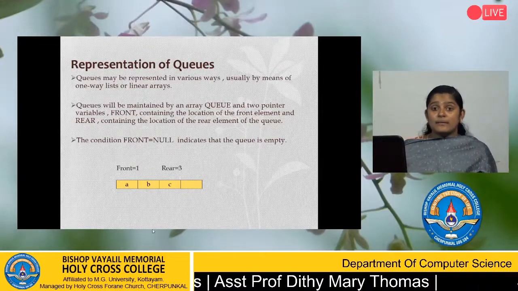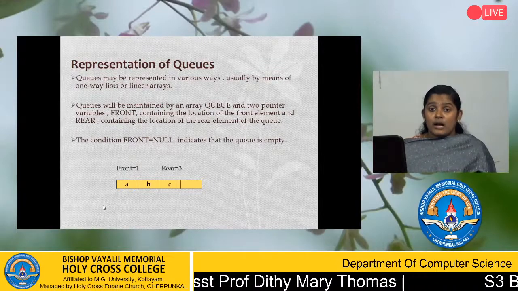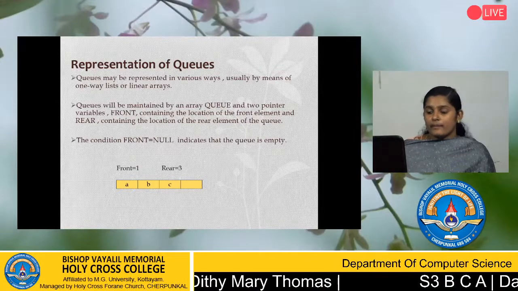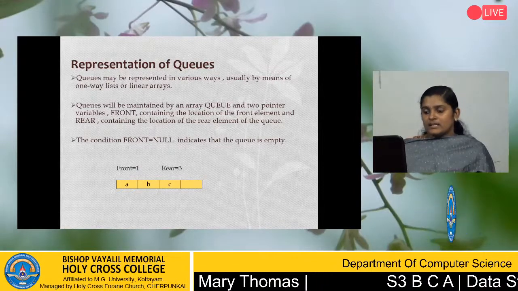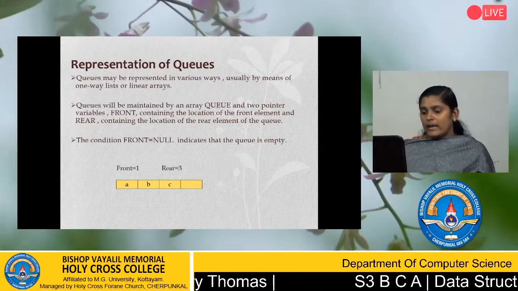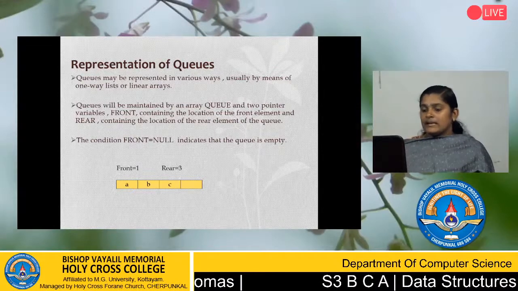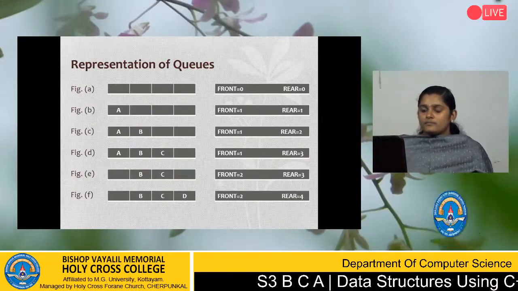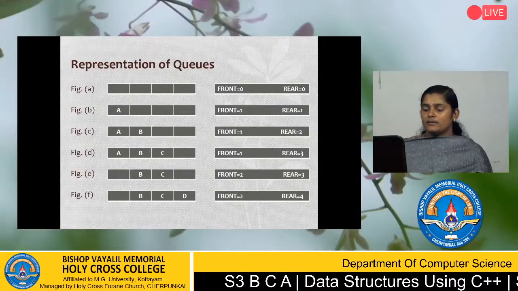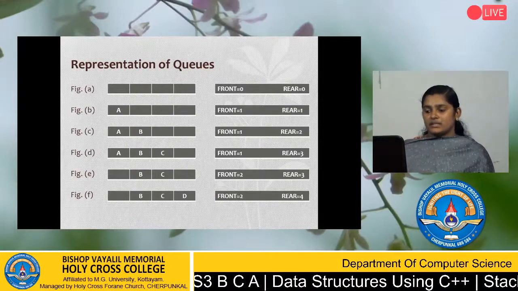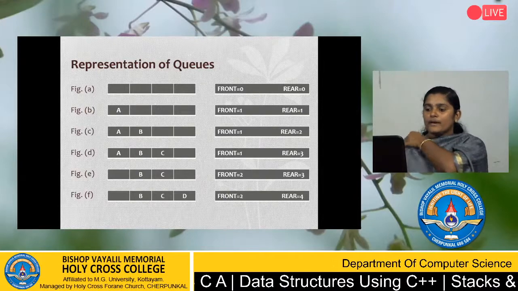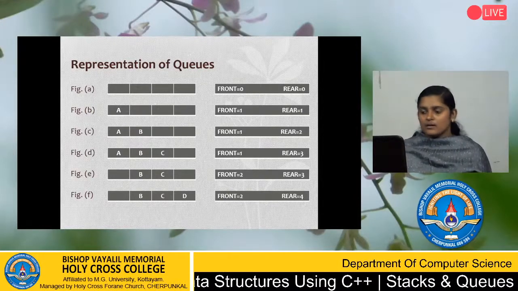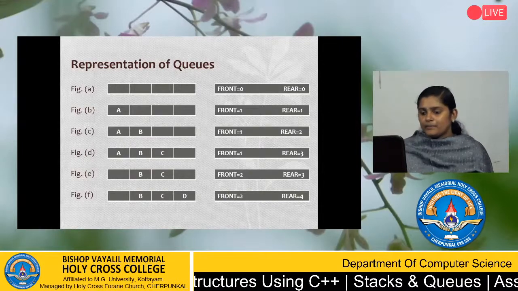That means the elements can be inserted at the rear and the elements can be deleted from the front end. The value of front is 1, the value of rear is 3. Then the detailed representation of the queue is given below. In figure A, the queue is empty. The value of front equals 0 and rear equals 0. The queue is empty, so there are no elements in the queue.